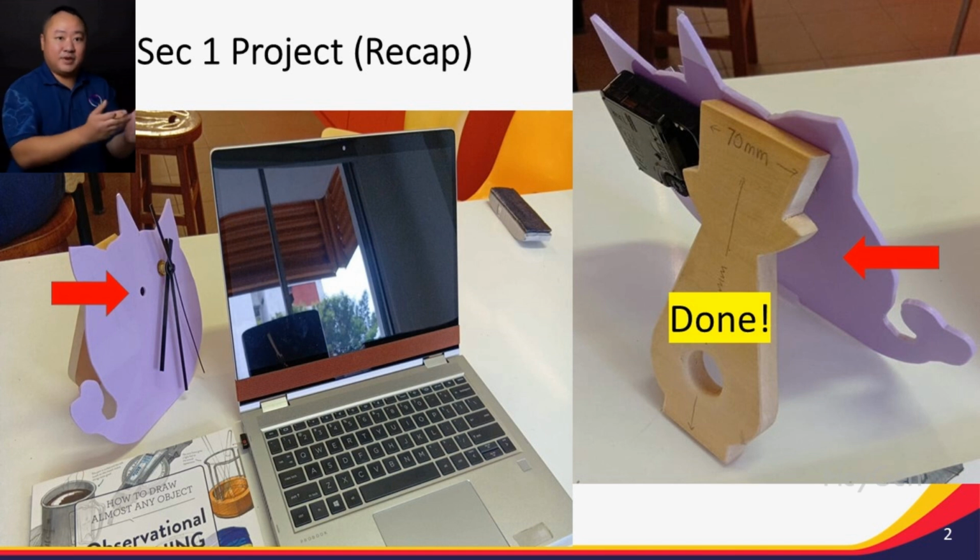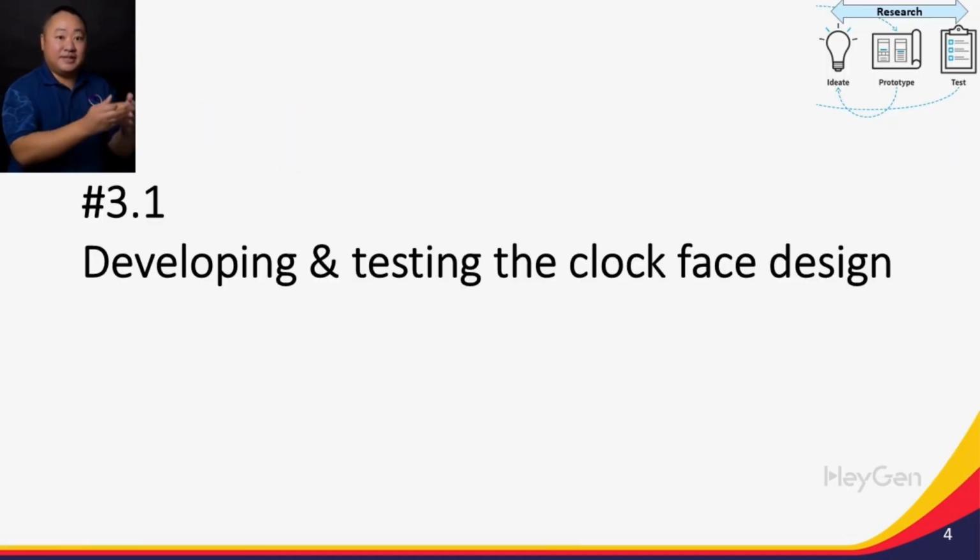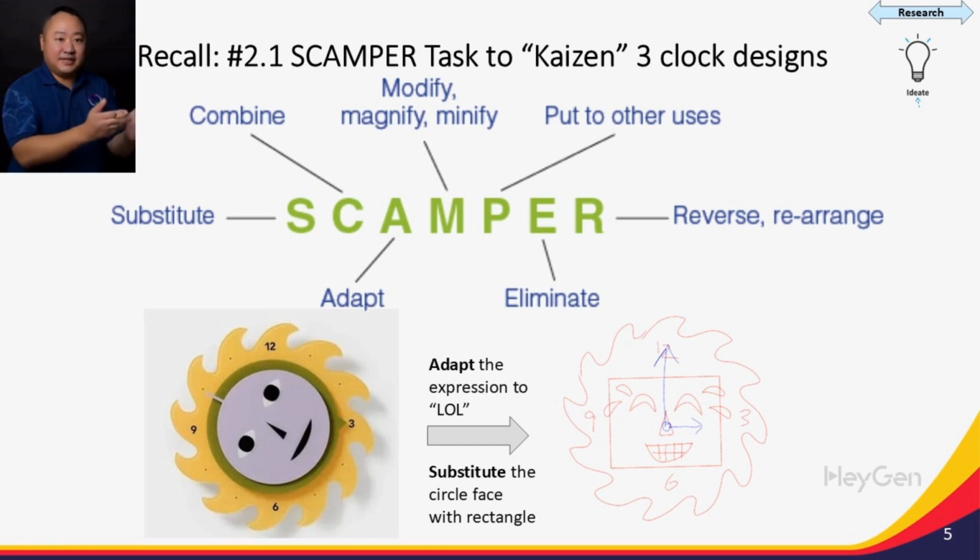A quick recap of what we have done so far. We have completed the wooden stand and are now designing the clock body. Now, we are going to develop and test your clock face design idea. How are we going to do that?